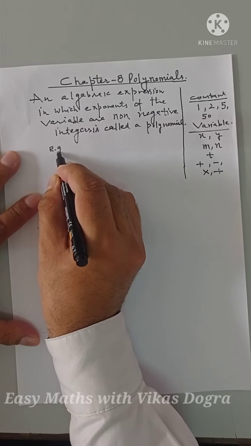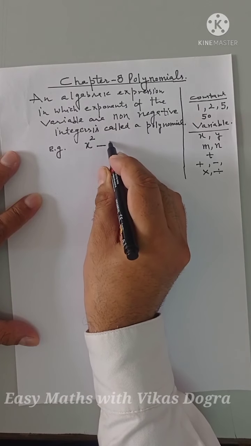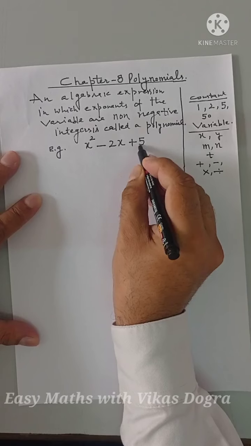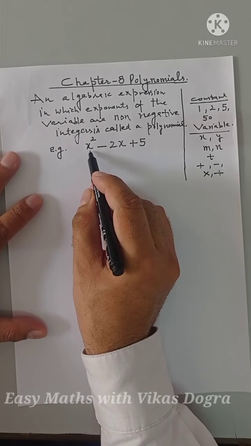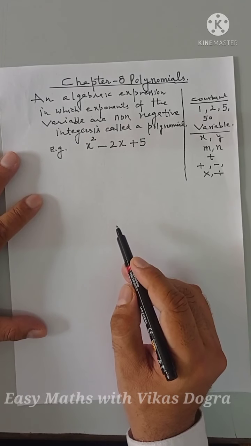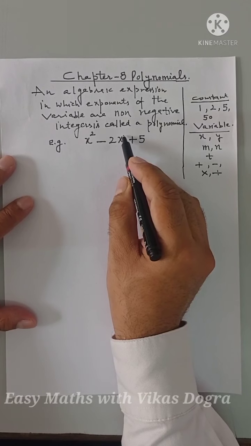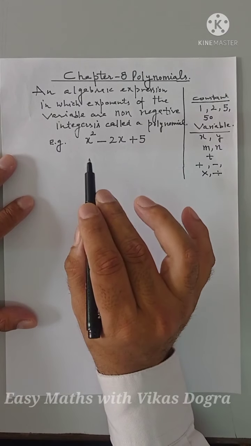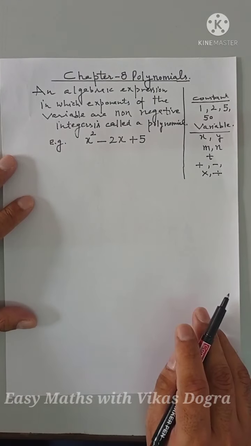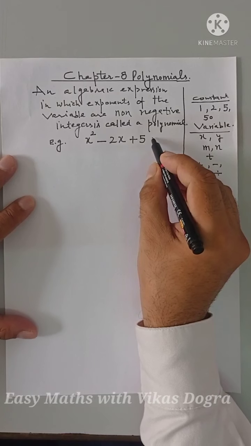For example, I have written x square minus 2x plus 5. You can see here the variable is x and the power of x is 2, which is a non-negative integer. Here the power of x is 1. It is also a non-negative integer, meaning positive integer. And this is a constant term. And here, out of the four fundamental operations, there is a plus sign and a minus sign. So this is a polynomial.